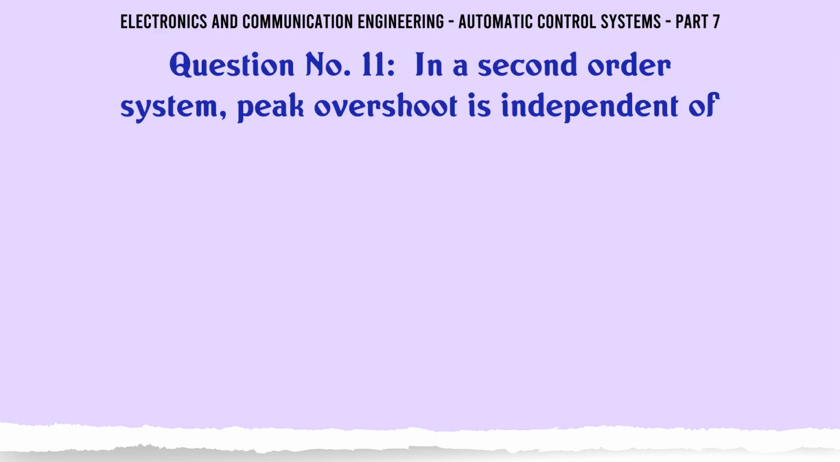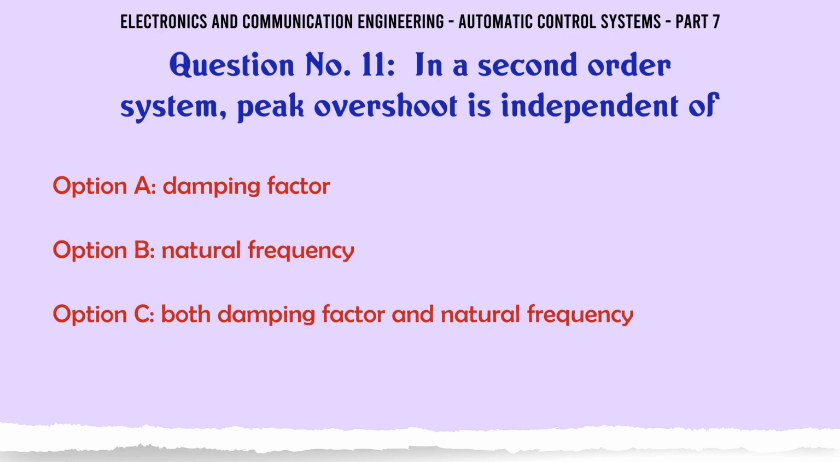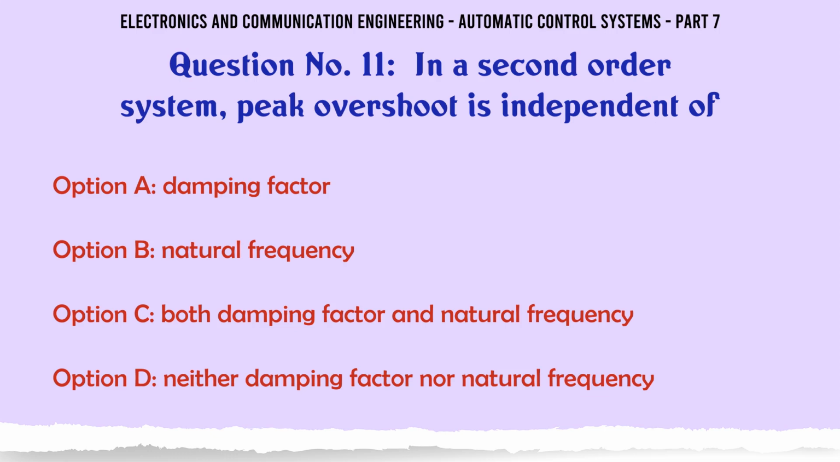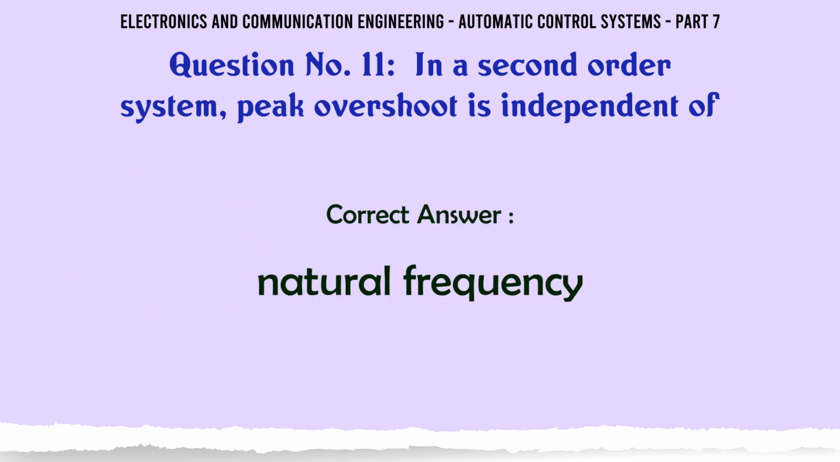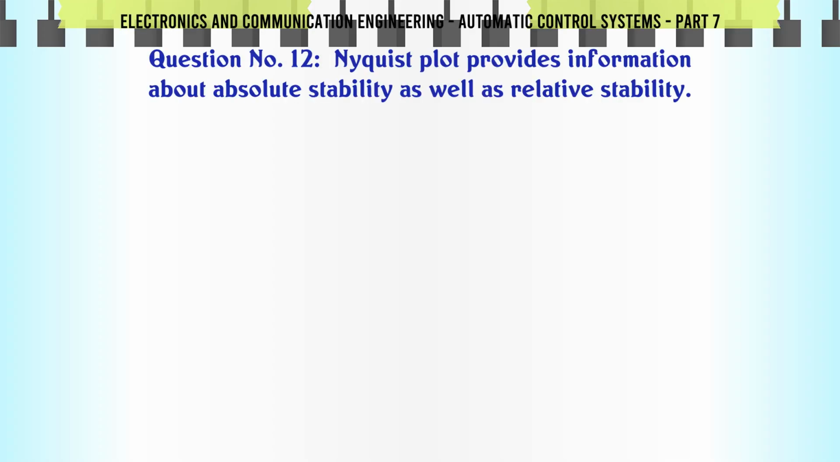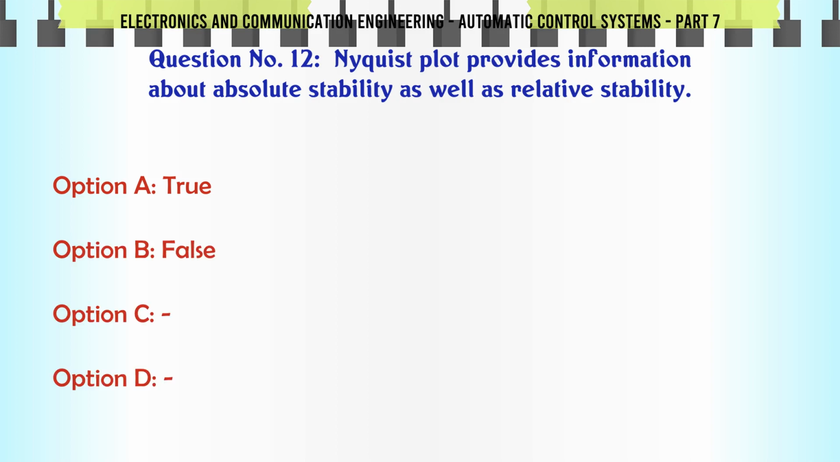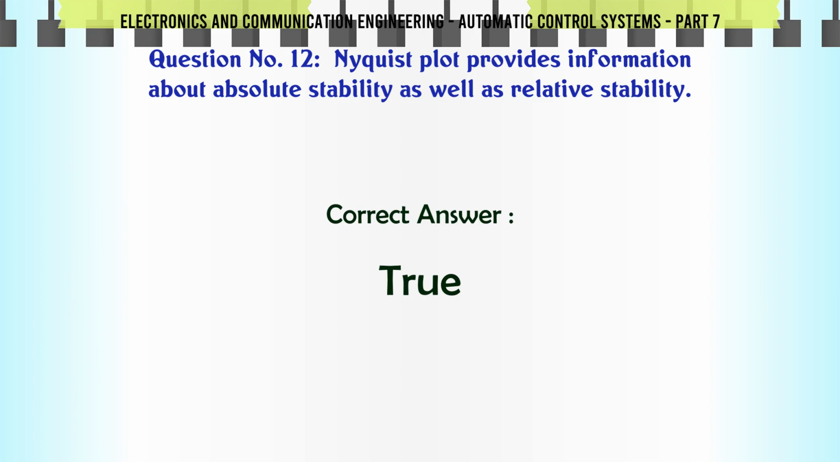In a second-order system, peak overshoot is independent of A: damping factor, B: natural frequency, C: both damping factor and natural frequency, D: neither damping factor nor natural frequency. The correct answer is natural frequency. Nyquist plot provides information about absolute stability as well as relative stability. A: true, B: false, C, D. The correct answer is true.